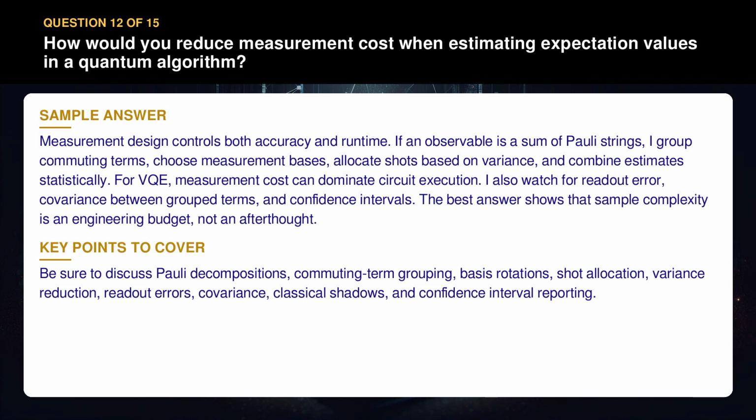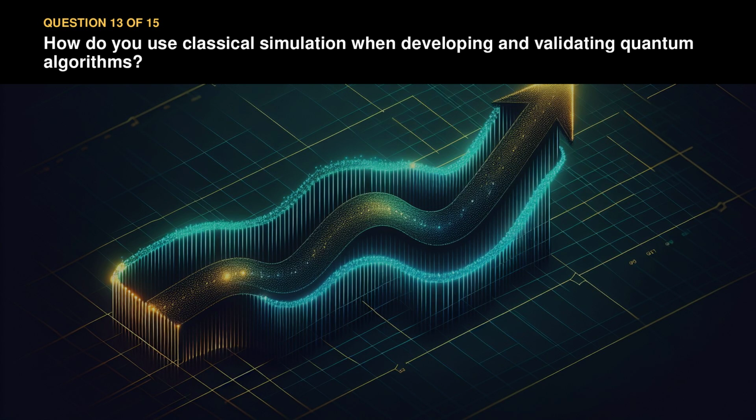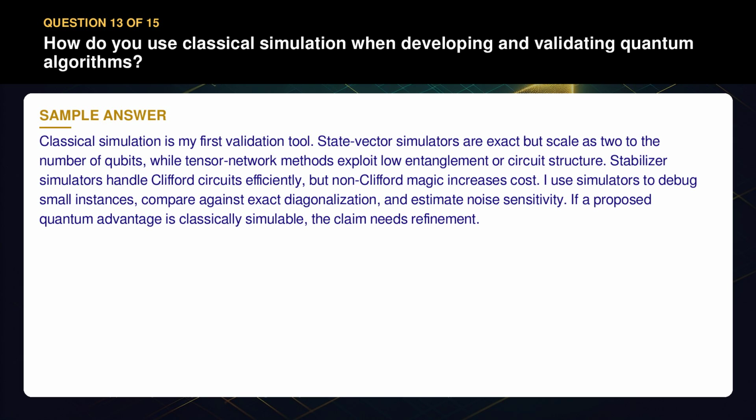Be sure to discuss Pauli decompositions, commuting term grouping, basis rotations, shot allocation, variance reduction, readout errors, covariance, classical shadows, and confidence interval reporting. Question 13. How do you use classical simulation when developing and validating quantum algorithms? Classical simulation is my first validation tool.